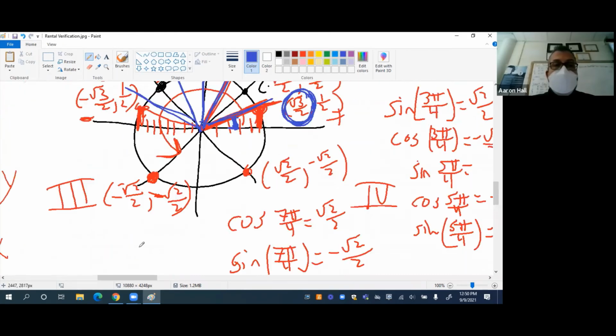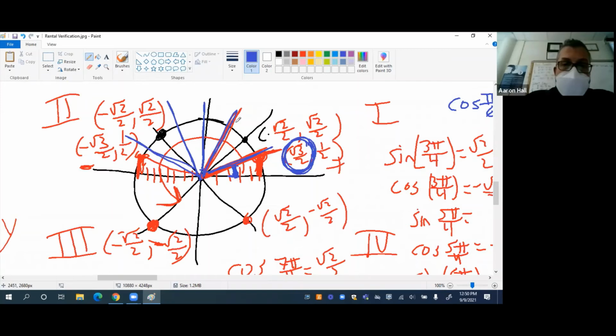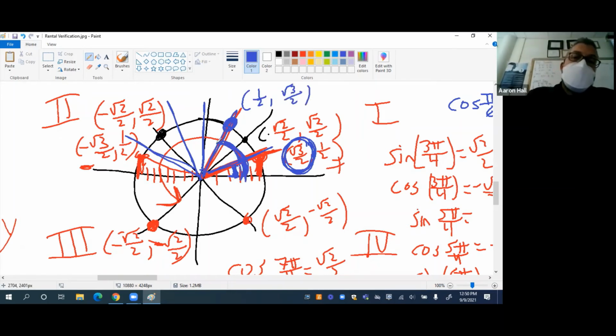So then what is this point right here? 1/2, square root of 3 over 2. How much of a rotation is this? Pi thirds. So we can use the hand trick to figure out cosine of pi thirds and sine of pi thirds to get those values.